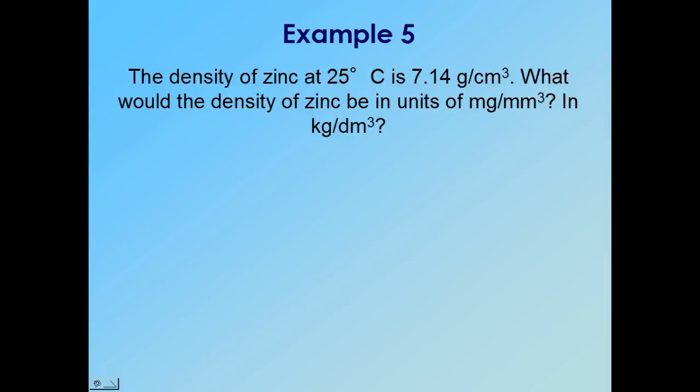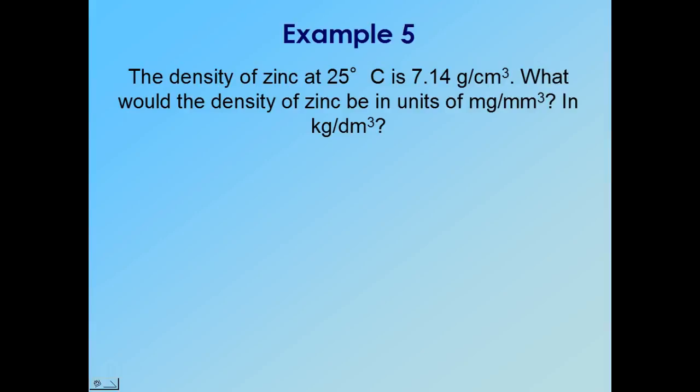Example 5: the density of zinc is 7.14 grams per centimeters cubed. I want to know what the density would be in milligrams per millimeters cubed and in kilograms per decimeters cubed.